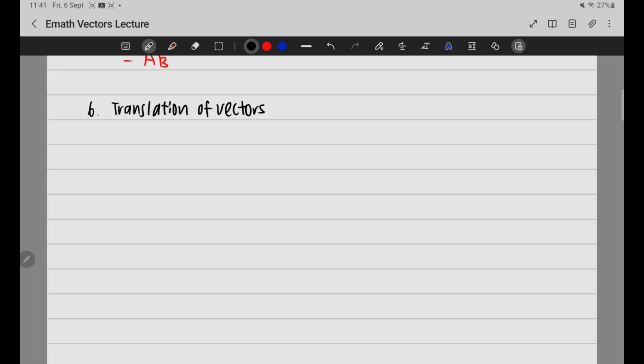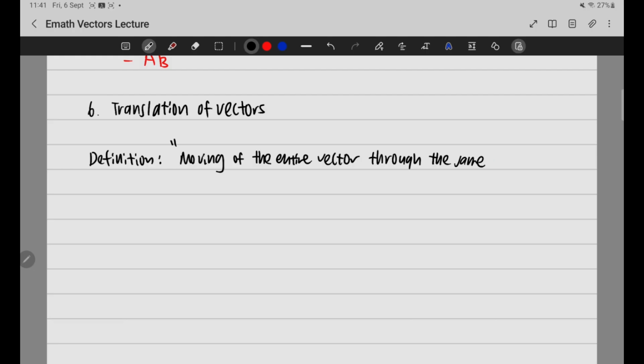Translation of vectors. So the definition of translation, right? It refers to the moving of all points, or you can think of it as moving the entire vector through the same distance and direction. Okay, don't say vector, say moving of all points on the vector.